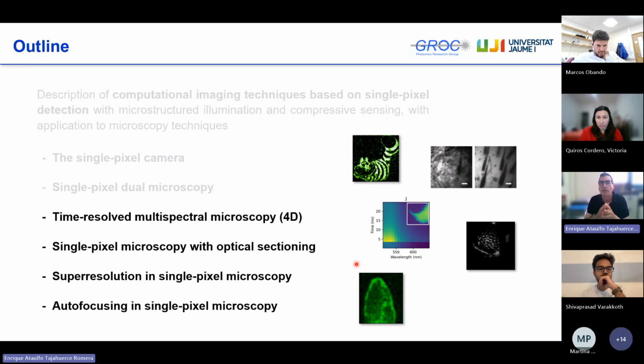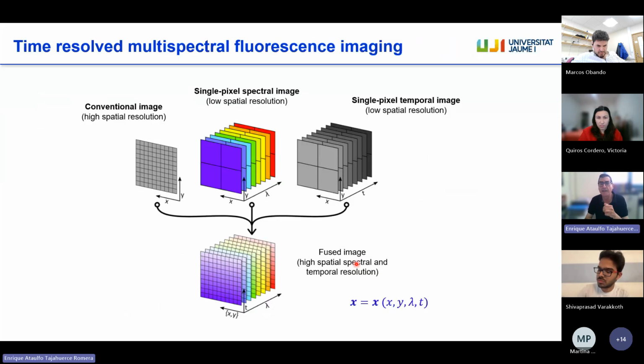Let me show you that it is possible to take multi-dimensional images with microscopy. This is a collaboration with a group in Politecnico di Milano. The idea is to get an image in 4D. We will have two spatial coordinates, x, y, but also spectra and time.